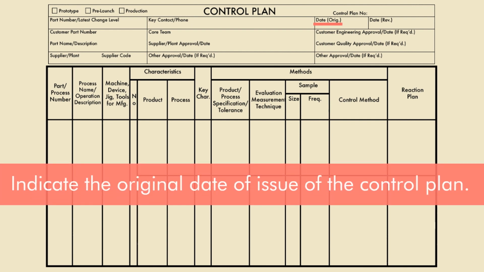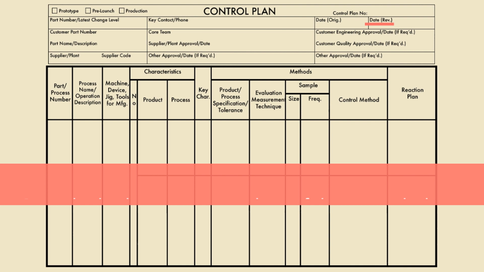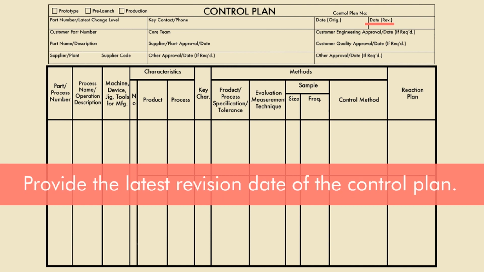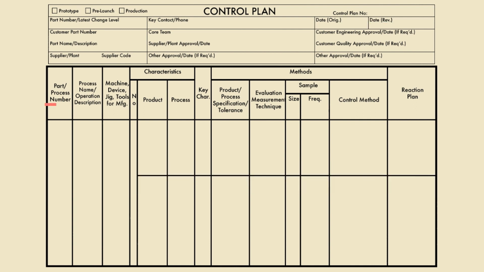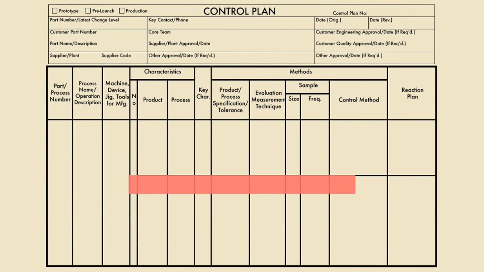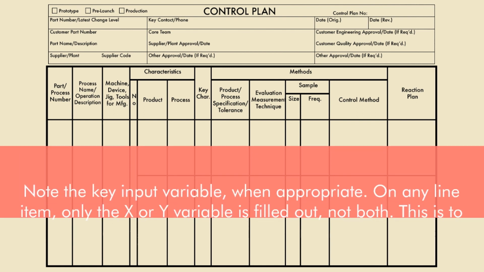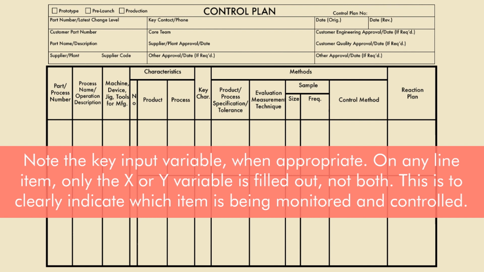Indicate the original date of issue of the control plan. Provide the latest revision date of the control plan. List the part number or the process flow being charted. Indicate the sub-process step being described, if applicable. Note the key input variable when appropriate.